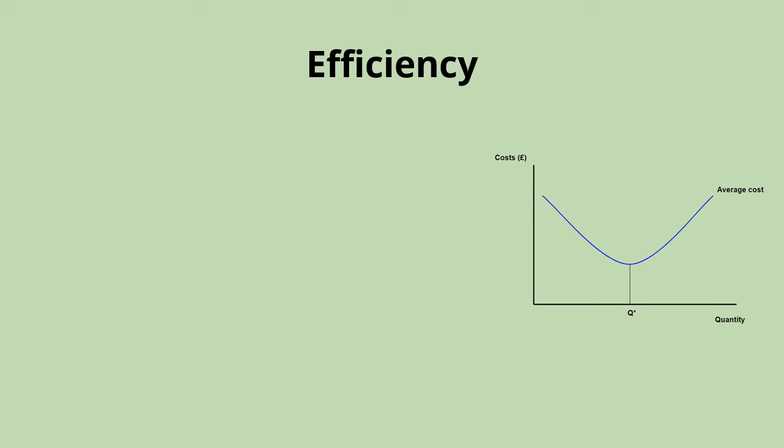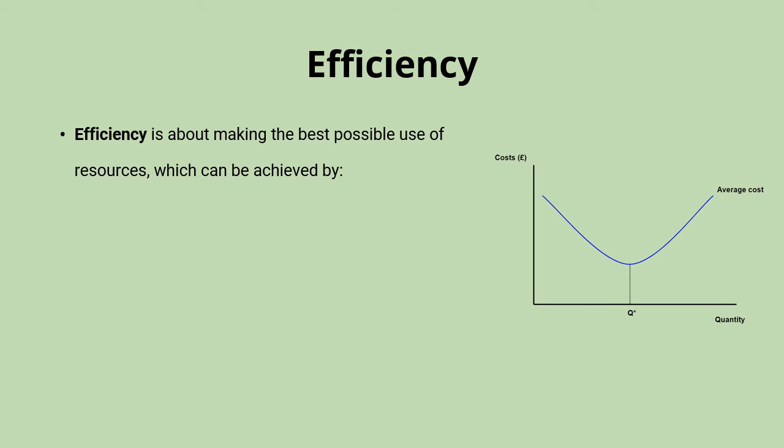Now, while there is some overlap between this idea of productivity and what we call efficiency, they're not exactly the same thing. So productivity is about increasing our output with the same amount of inputs, our output per unit of input, as we've just said. But efficiency is about making the best possible use of our scarce resources.